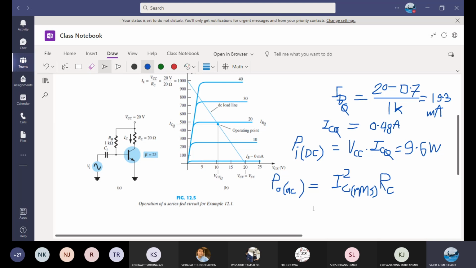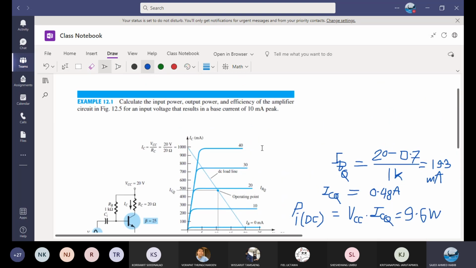If you know the peak or peak to peak, you can convert to RMS. Let's say you have peak current. Divide by root 2, and you will get I_C in RMS. If you have peak to peak current, it is peak current divided by root 2, and peak to peak divided by 2 root 2. I think I said something wrong.